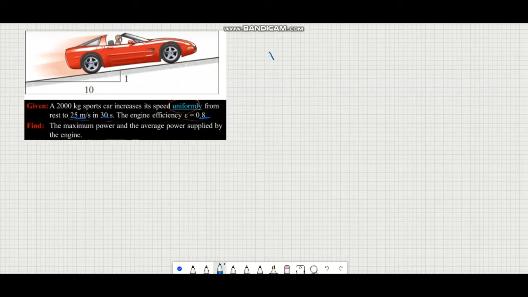Let's draw our free body diagram. Let's say we have a car, and the engine is going to give a force in this direction, right? Which is the force on the car.